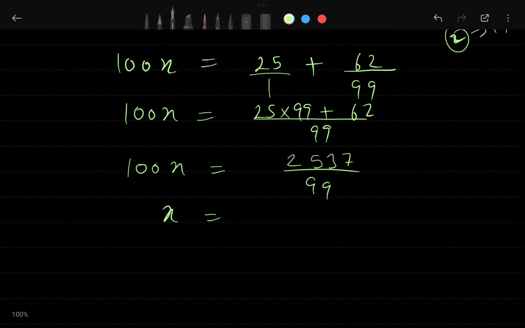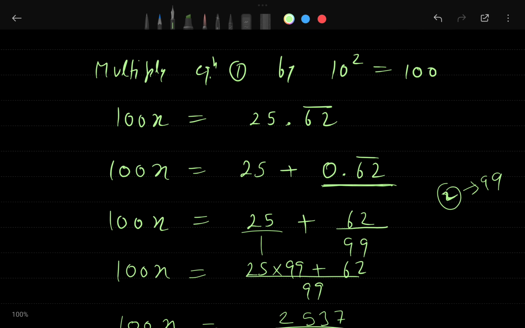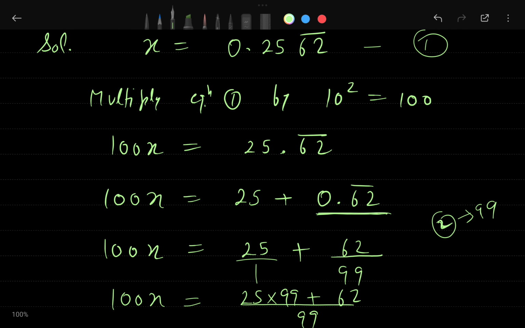Now I will take 100 to the right side, so this will become 2537 divided by 9900. So this is the P by Q representation of 0.25, no, 25 not 37, 62 bar, sorry. So this is the P by Q representation of 0.2562 bar. This is how you represent a mixed repeating decimal number in the P by Q form.